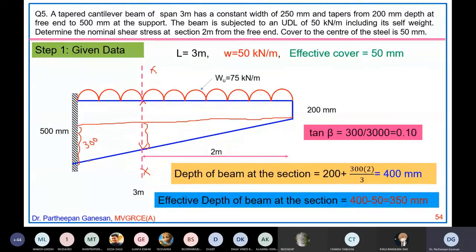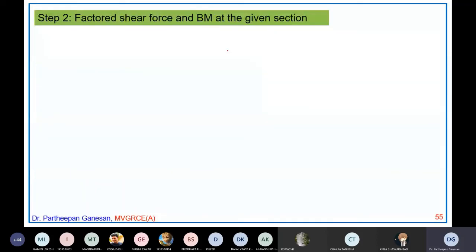So, what is the value of tan beta? Tan beta means this one. You take this. What is the angle of this one? This is beta. So obviously tan beta will be opposite side divided by adjacent side. Opposite side is 300 mm. Adjacent side is 3 meter, which is 3000 mm. So tan beta is equal to 300 divided by 3000, which is 0.1. Any doubt so far? Okay. So if you complete this triangle, this beta, tan beta is opposite side divided by adjacent side, so 300 by 3000.